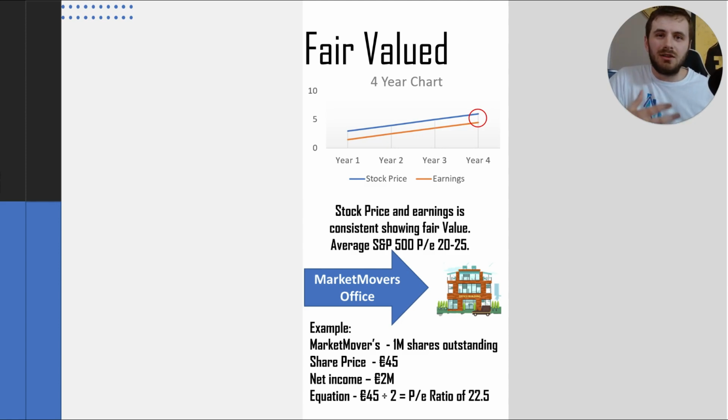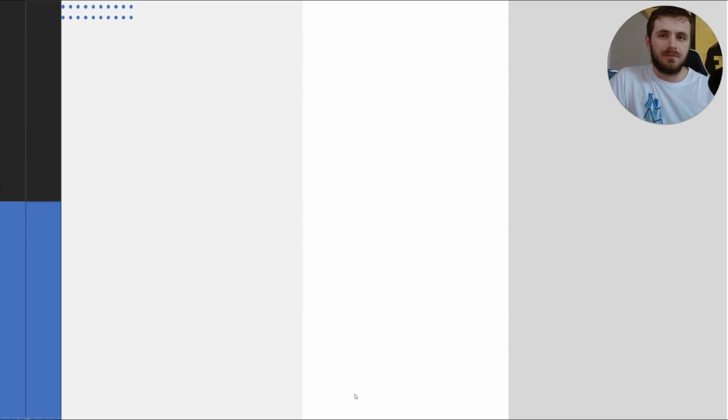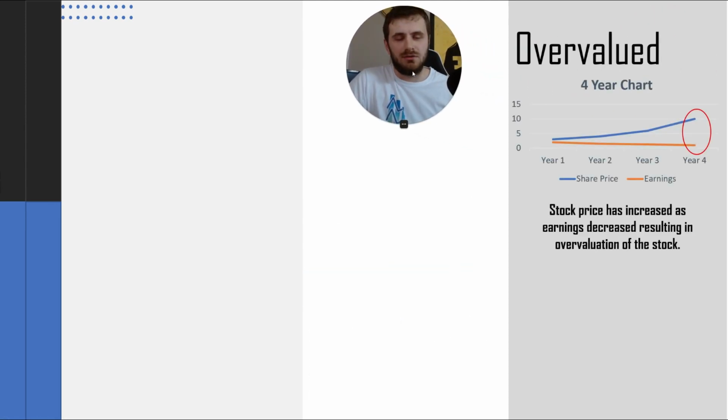So if you're looking for value stocks, you're looking for something relatively under this price. As we get into this, I'm going to bring you into what an overvalued stock is. As you can see here, the earnings have decreased while the share price has increased massively. This will result in a price to earnings multiple way higher than what we've seen in the other two examples.